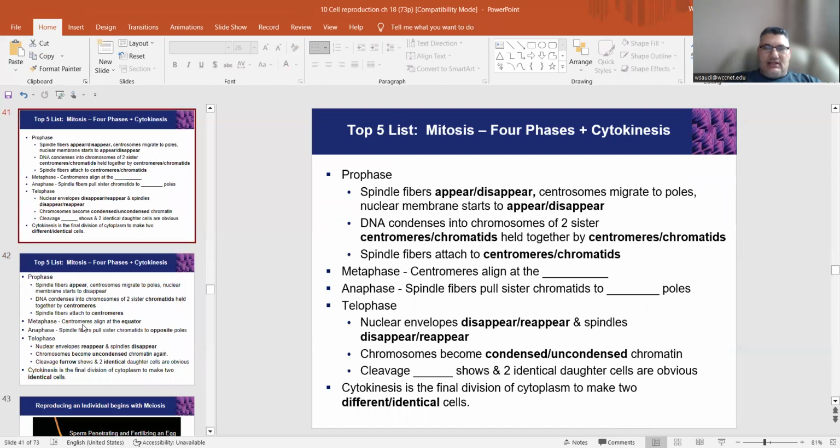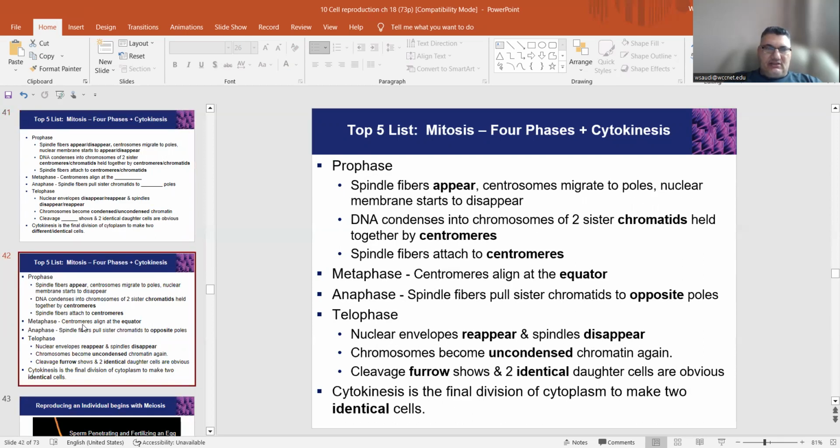So this is, again, summarizing what we already talked about. Prophase, metaphase, anaphase, telophase, and cytokinesis.